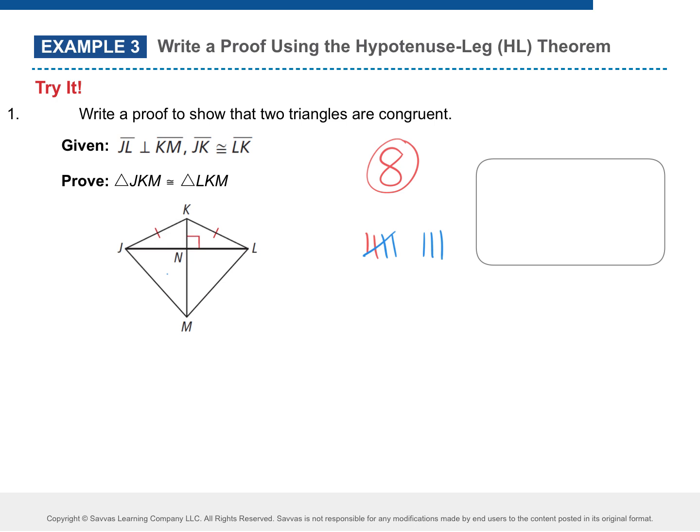On example 3, it gives us that JL, what's this symbol mean? Perpendicular to KM, and they have that in there with that right angle there. And it says JK is congruent to LK, which is true. It wants us to prove that JKM, this triangle here, is congruent to LKM, which is this triangle here. Okay? So there are some things that we need to fill in about what we know. What is something that we can fill in this picture?